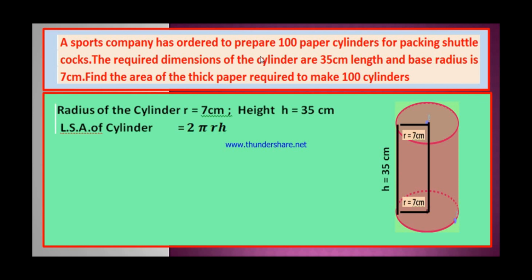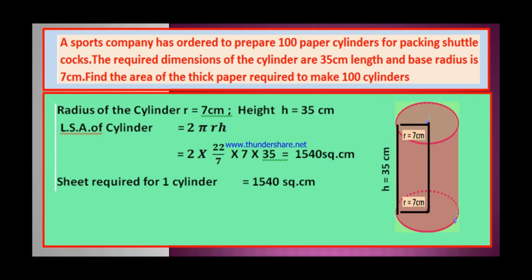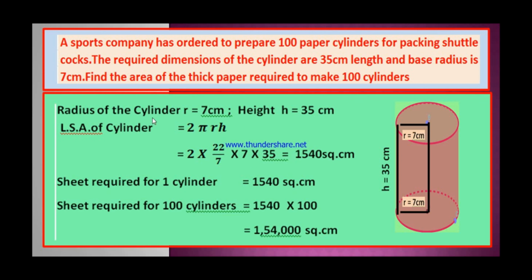Now, what is given in the question? We have two values. One is radius, which is 7 centimeters. Therefore, radius of the cylinder R is equal to 7 centimeters. And the second value is length or height, which is equal to 35 centimeters. Therefore, height H is equal to 35 centimeters.